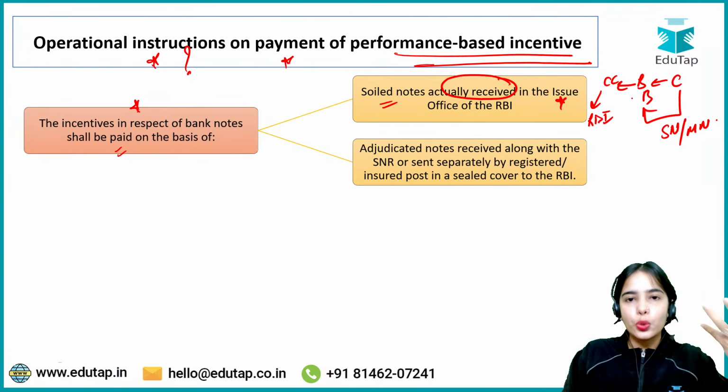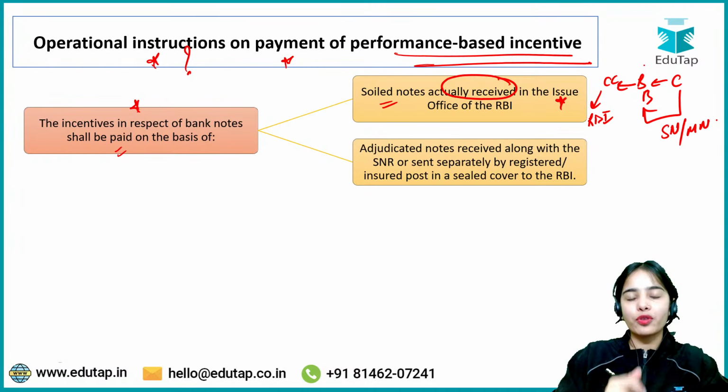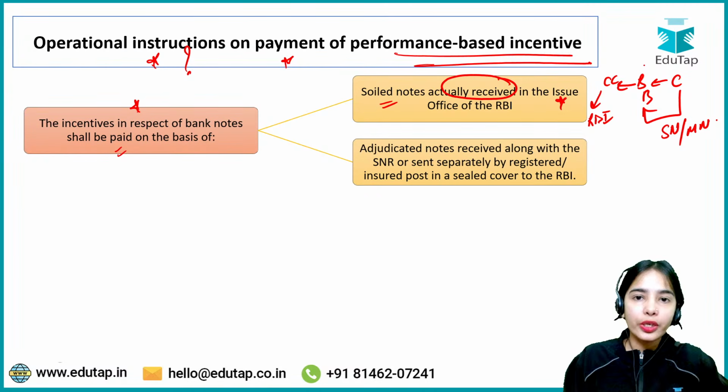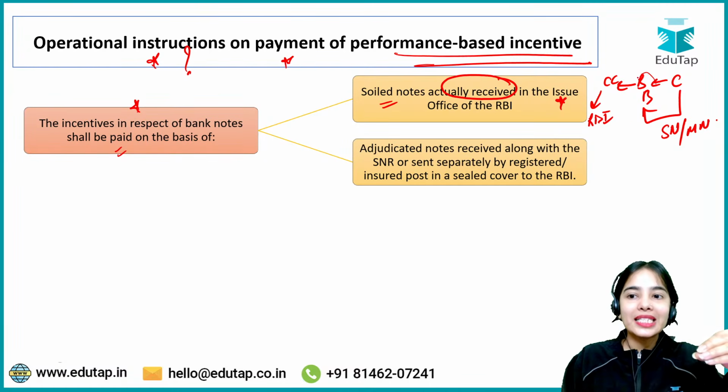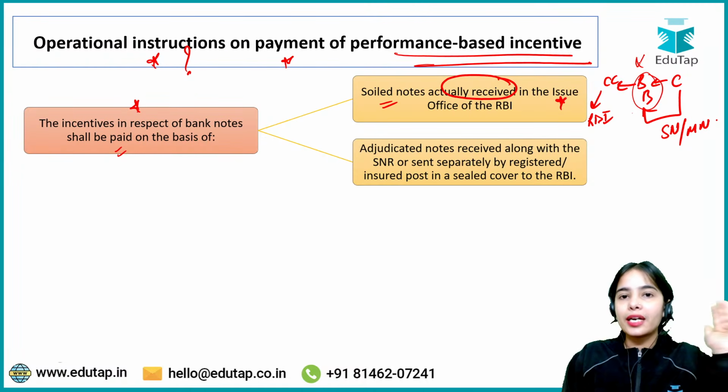Now some of the notes were found missing, that the notes were not present at all in the packet that was sent to the RBI. Or let's say some notes were counterfeit notes, fake notes. The bank branch accepted fake notes. So against that also RBI will not provide any kind of incentive.